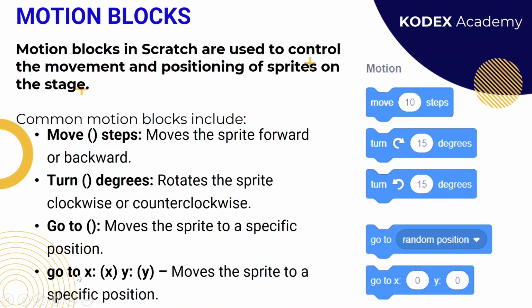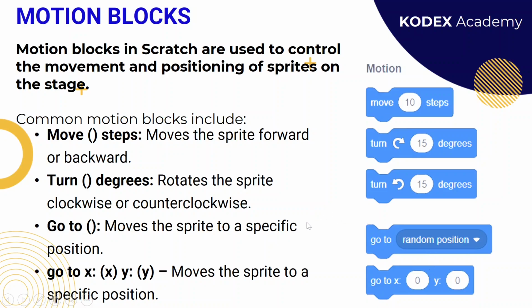Next, it shows the go to X and Y position, meaning whenever you want to specify the position of the sprite, you can choose this block. You can set the X and Y position of the sprite, and on the basis of that, whenever you want to move your sprite to the specific position, you can drag and drop this block and set the value of X and Y. On the basis of that your sprite will be set on the particular position.